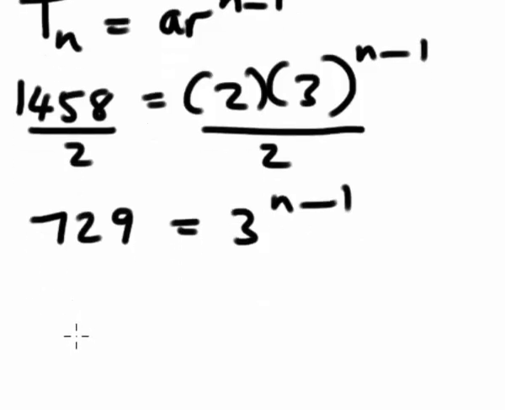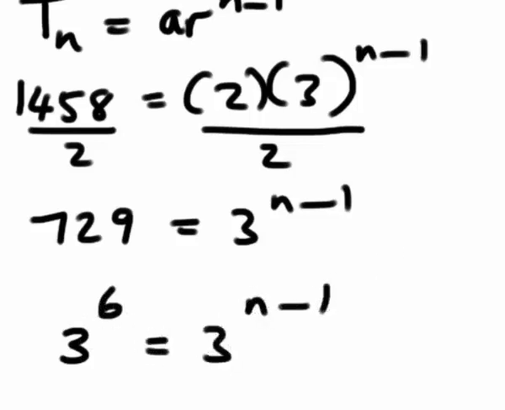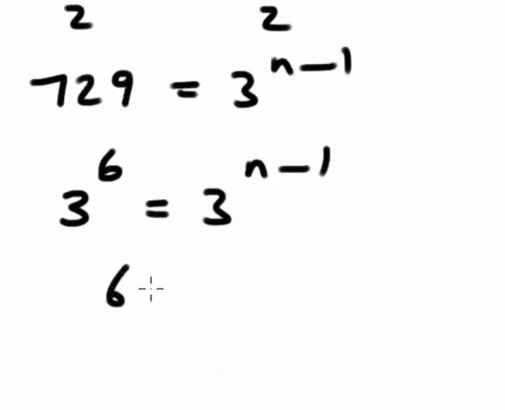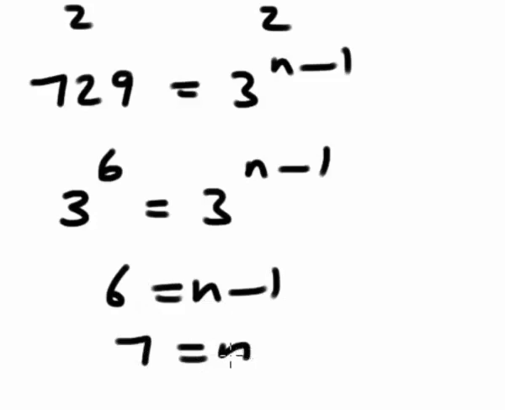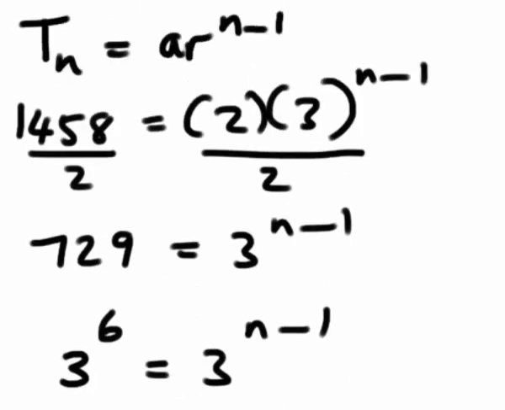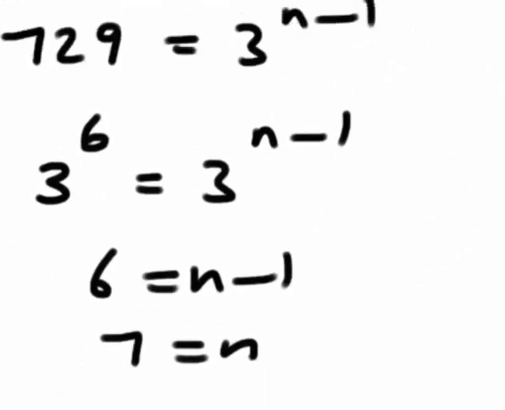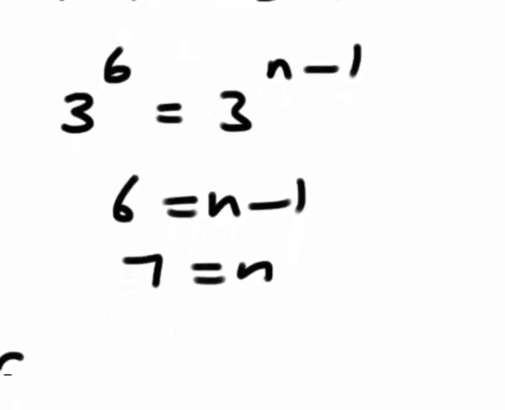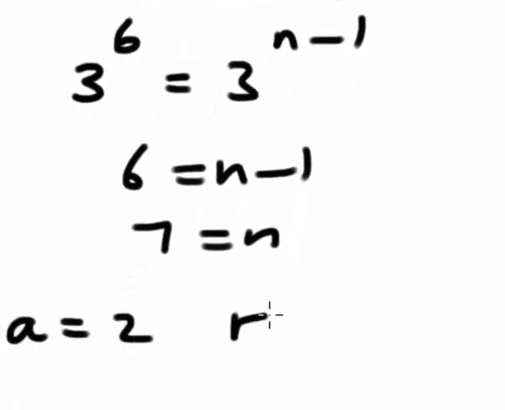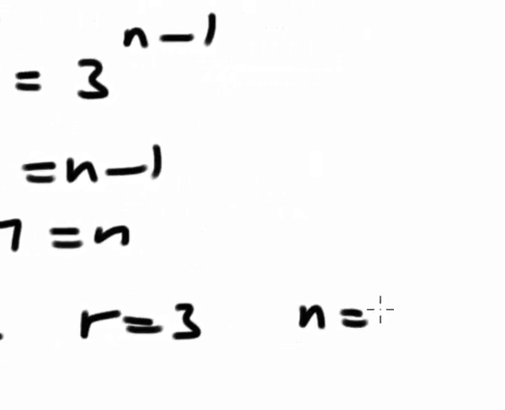Now let's write 729 as 3 to the something and check it. It should be 3 to the 6. 3 to the 6 is 729. Now the bases are the same, so we can equate the exponents. So 6 is n minus 1, and n is 7. So in other words, this is the 7th term. There are 7 terms in the series that we're adding up. So when you want to add up the series, the first term is 2, the constant ratio is 3, and the number of terms is 7.